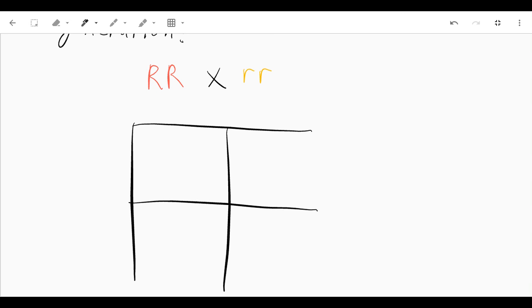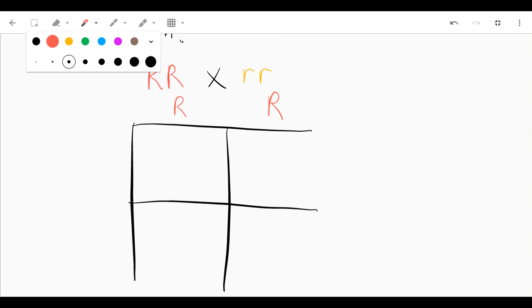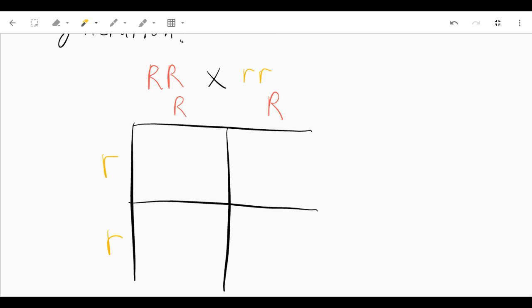Okay, so I'm going to put both parents on the sides. Remember, only one allele per column or row. When I start filling in these squares, I'm going to draw the genotype from the intersection of the two alleles. So in this top square, I see that it's going to be big R, little r.